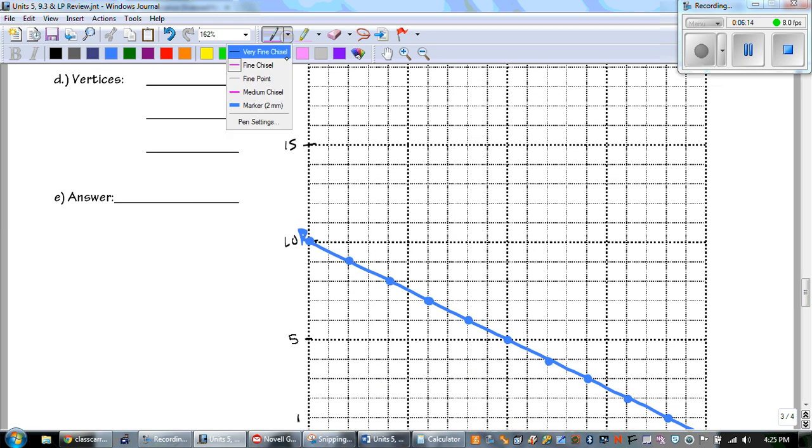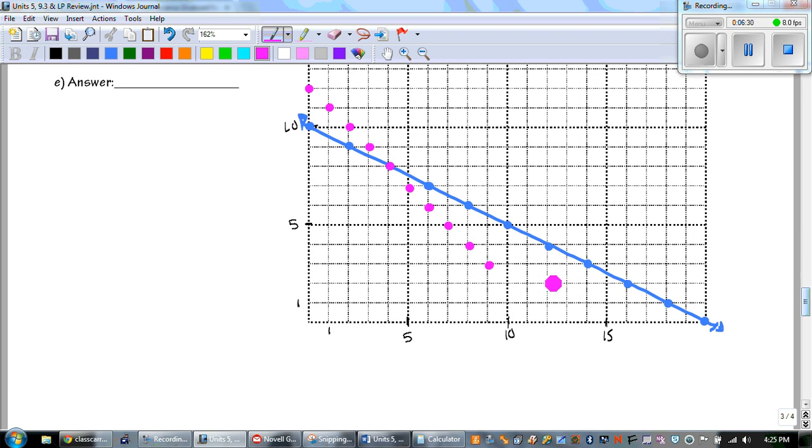Okay, so if I'm starting at 12, you have to make sure this is 10, counting by ones. There we go. And I'm just going down 1 over 1, down 1 over 1. Okay, there we go. And then same thing, draw your line.